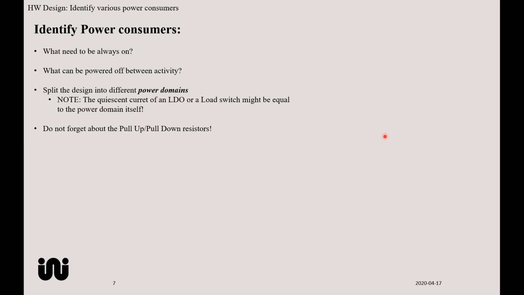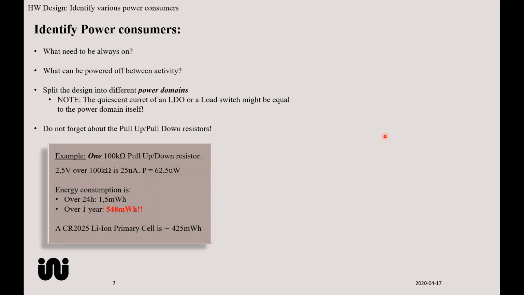And then you shouldn't forget about pull-up and pull-down resistors. For a hardware designer, this is well-known information. You all know this, but sometimes it's good to see an example. I did a calculation here just to point out how important this is. A design will include several pull-up or pull-down resistors, but if you take only one 100K ohm pull-up resistor in a system with a 2.5 volt system voltage, that will consume 62.5 microwatts for one resistor.